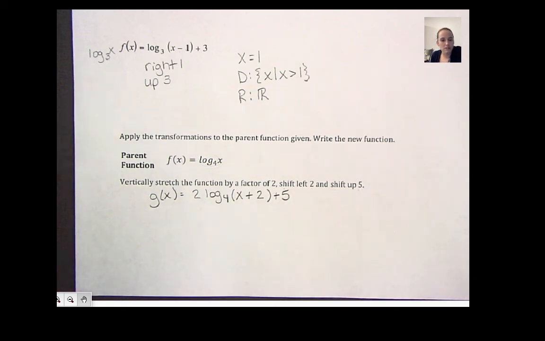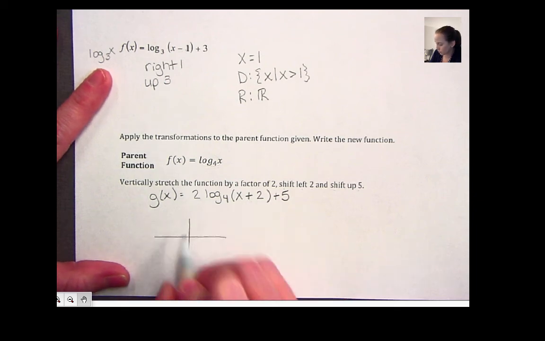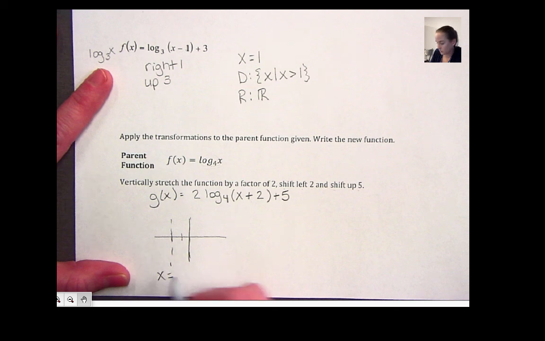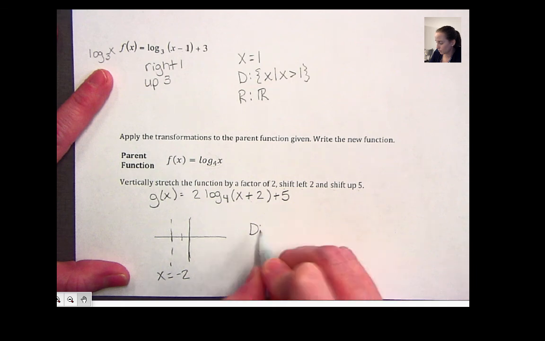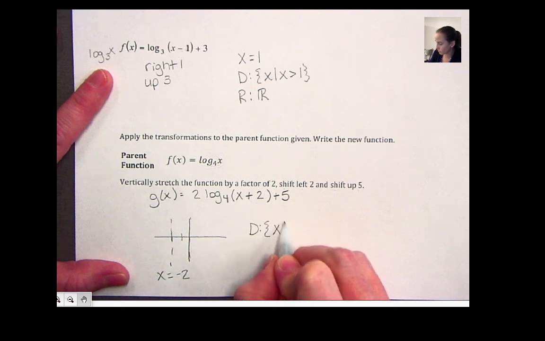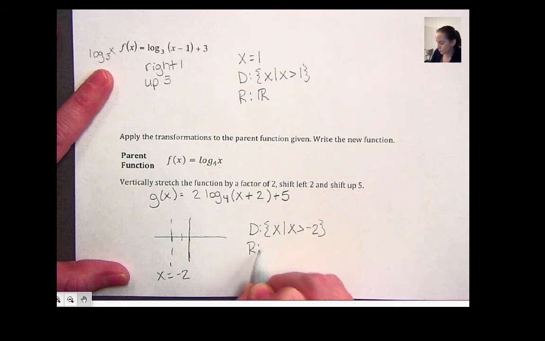Now in this case, if I were asking you, where is the asymptote? You should say at x equals negative 2, because this shifted left 2. So if it started here, it shifted left 2. So x equals negative 2. The domain would be, we didn't do any reflection, so you could go all the way up to negative 2, but you couldn't go any further. So the x values such that x is greater than negative 2, and the range would still be all real numbers.